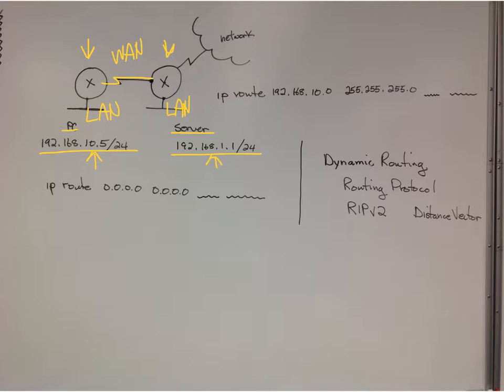Now, for this PC to communicate to this server through the routers, if you think about that for a little bit, it has to have a way to get there. This router here doesn't necessarily know about this LAN here, unless we would do something to represent that.